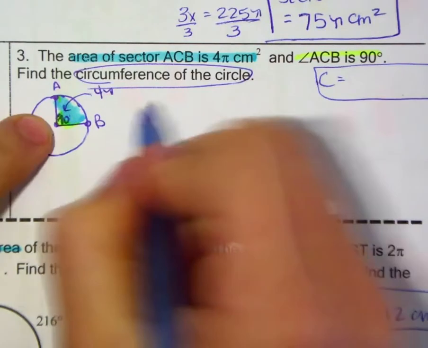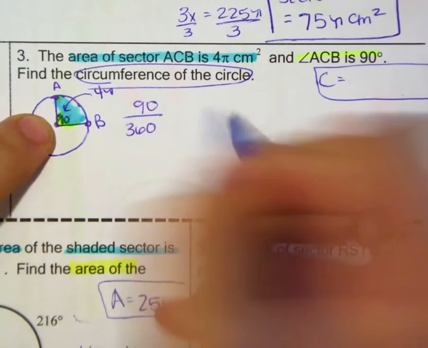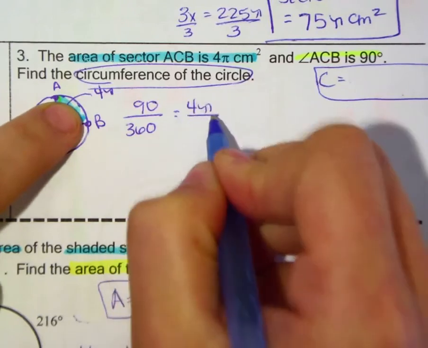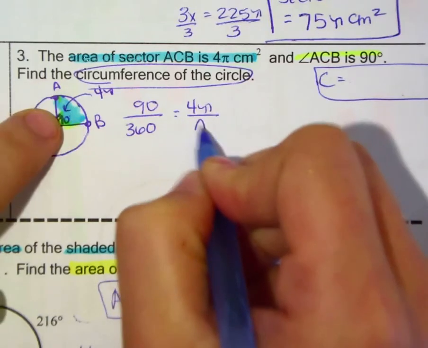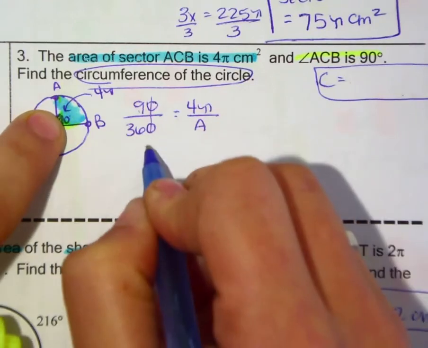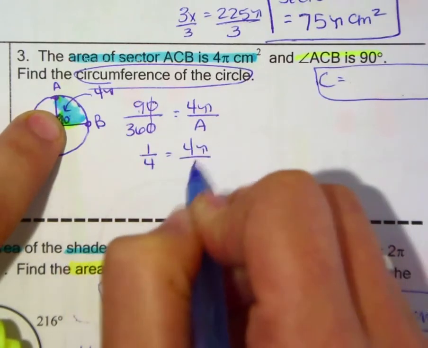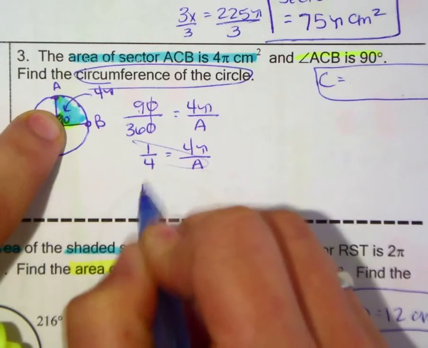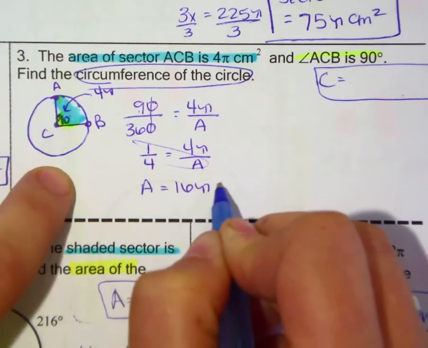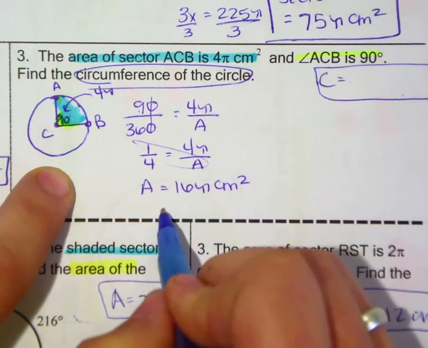Okay, so I know the part of the whole thing is equal to the part, which we know, of the whole area. Reduce. 90 divided by 360 is 1/4. Cross multiply. A equals 16 pi centimeters squared. Are we solving for the area? No.